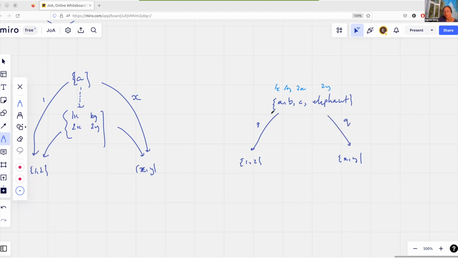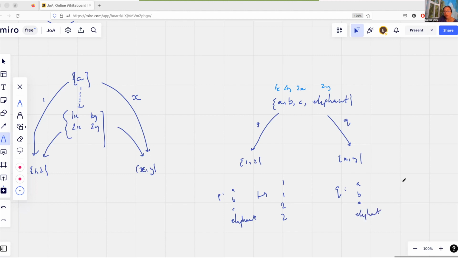then what I'm saying is that P of A is 1. So P, we've got A, B, C, elephant, and it's going to go to: A is going to go to 1, B is going to go to 1, C is going to go to 2, and elephant is going to go to 2. And then for Q, we've got A, B, C, elephant.